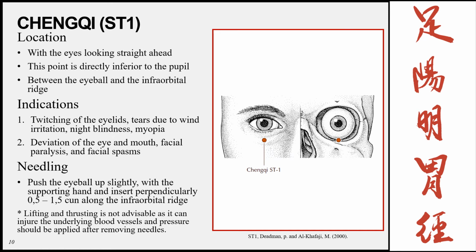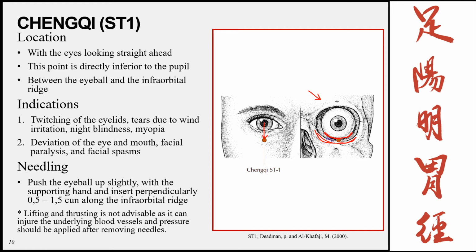So now we're going to move on to the individual acupuncture points. So the first point is Cheng Qi, stomach 1. So this point is located with the eyes looking straight ahead. So as you see in this image, they're looking directly at us. And then we're going to go directly inferior to the pupil, like this. And then we've got to be between the eyeball and the infraorbital ridge. So if you see over here, this part of the image quite nicely illustrates these two things. The eyeball, which is this part over here, and then the infraorbital ridge, which is this ridge here, running all the way around and just outside of the eyeball. And what we've got to do is we've got to be between these 2 points.